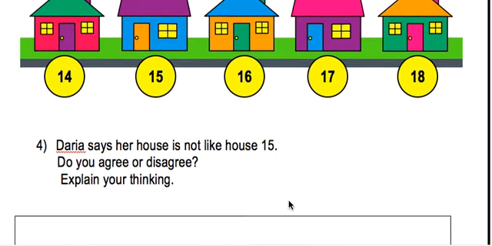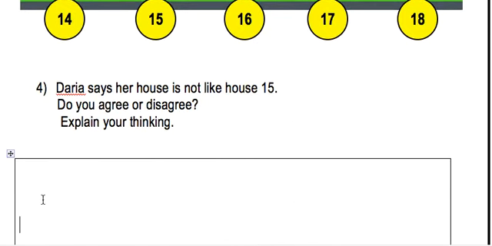Okay? And then what you're going to do, Ms. Jones is going to ask you to put your word disagree or agree here. Again, this is the word agree, which means that you and Daria are on the same page and you agree with her, or you disagree with her and you have a different answer about her house being like house number 15. So I should see agree or disagree, and here are the words agree and disagree right here. I should only see one word there.